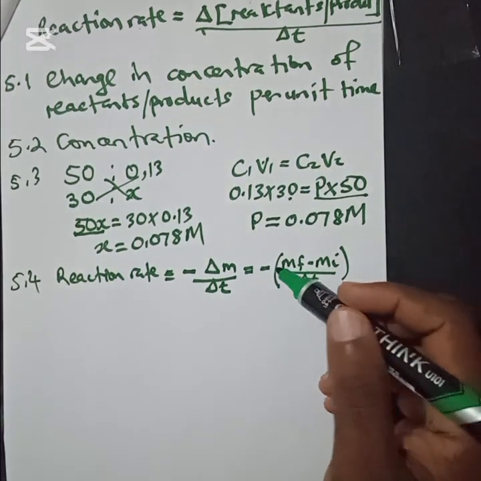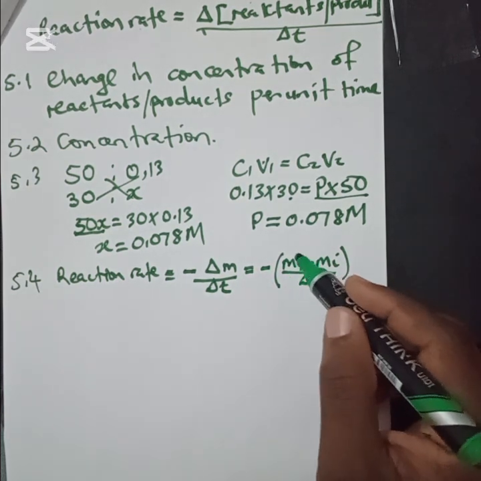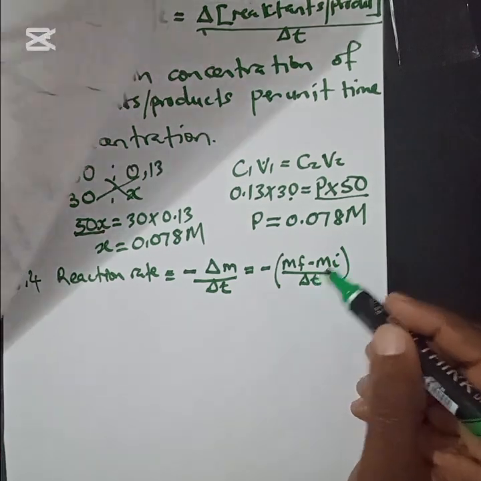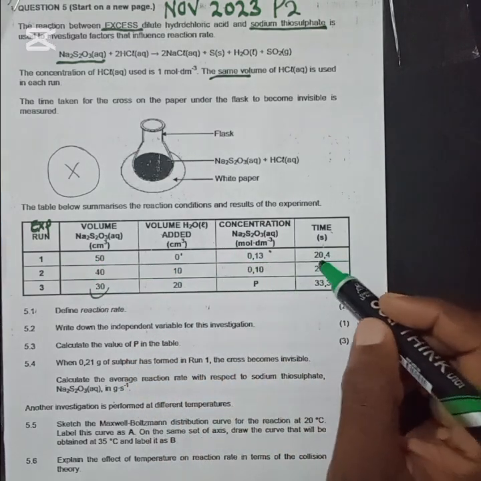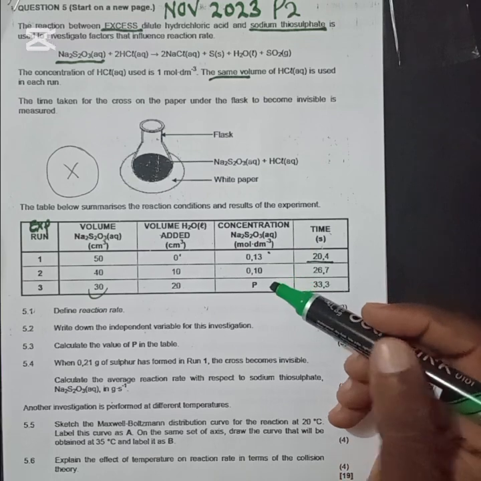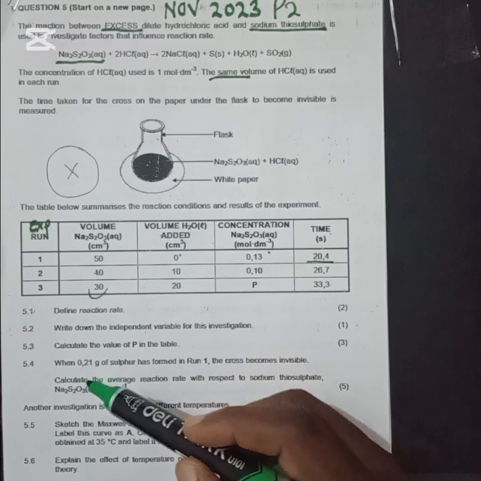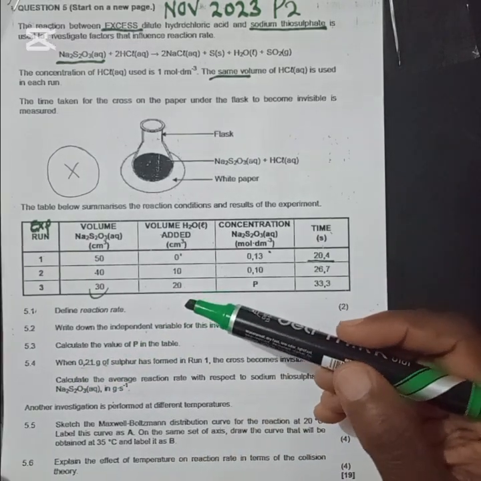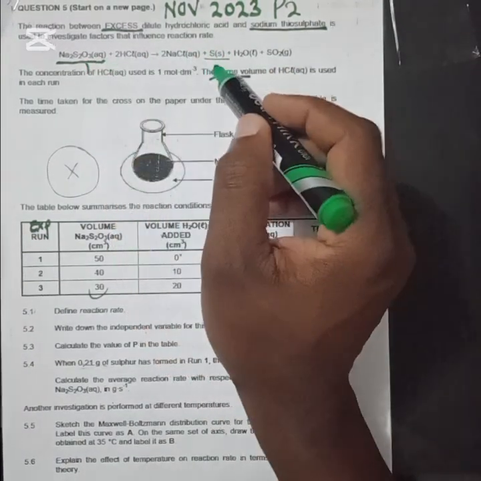Right, so we now need to know the values of the final mass and the initial mass. Time is not a problem because we are asked to calculate for run 1, where time is 20.4. So here we need to know the mass of sodium thiosulfate that was responsible for the formation of the 0.21 grams of sulfur. From this equation here, we have a ratio of 1:1.